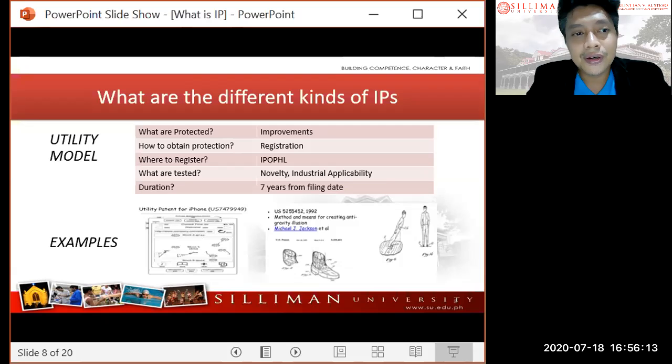Okay, so here we have some examples of utility model patents. We can have there the iPhone, the different iPhone apps, the buttons, and so on, the functions of which it is used. And the other one, you can see there a utility model for Michael Jackson's shoes, where he is leaning on. So that's considered a utility model.